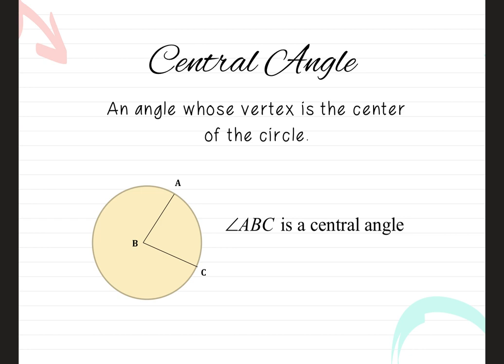So a central angle, which is a new vocabulary term, is an angle whose vertex is the center of the circle. A central angle has its vertex at the center, and the sides of that angle are also radii. This is called a central angle. So in this case, angle ABC is a central angle. The vertex is on the center.